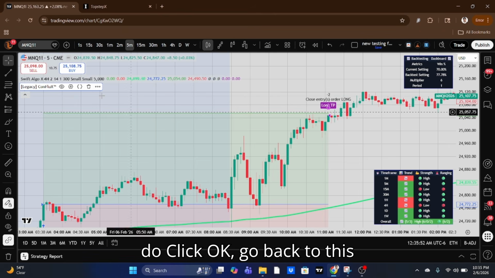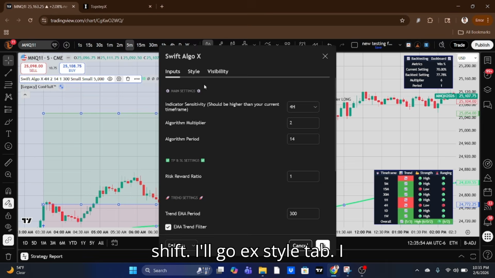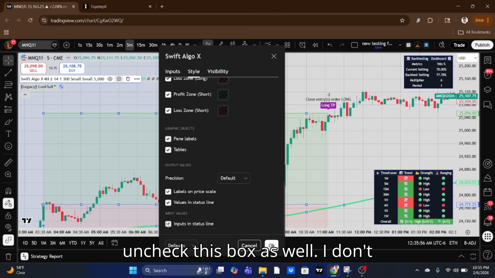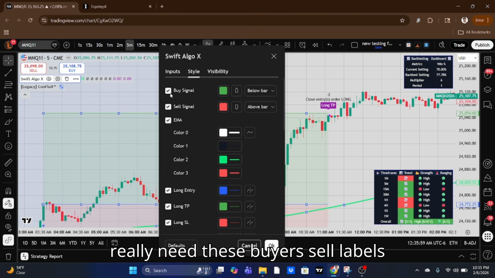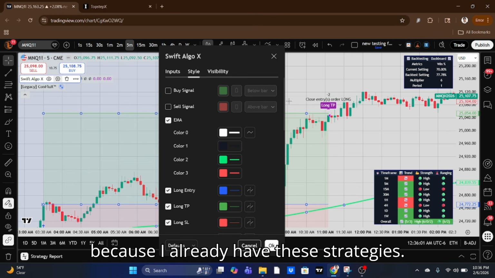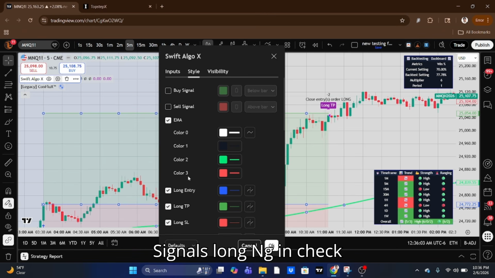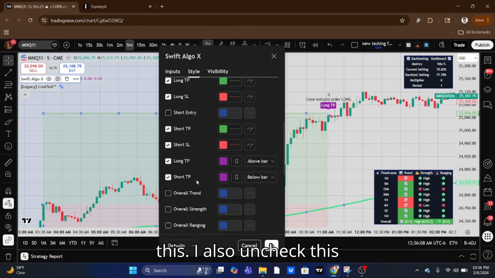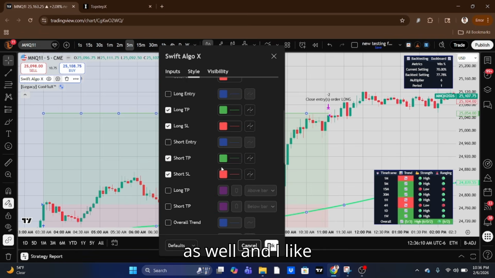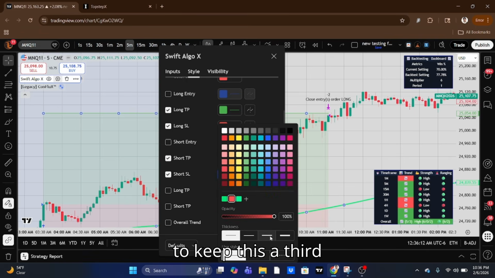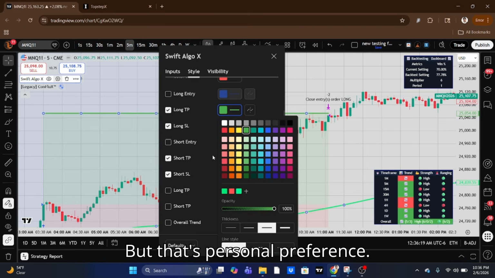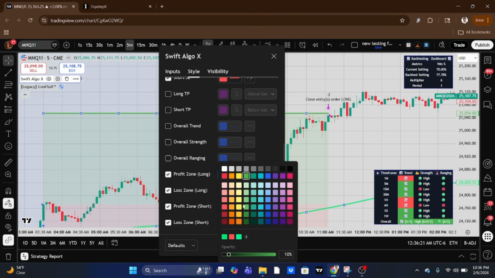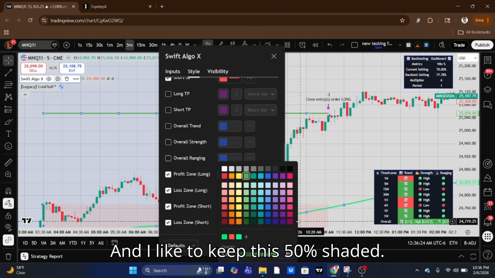Click OK. Go back to this Shift Algo X style tab. I uncheck this box as well. I don't really need these buy or sell labels because I already have these strategy signals. Long entry, I uncheck this. I also uncheck this as well. And I like to keep this at third level thickness, but that's personal preference. And I like to keep this 50% shaded.